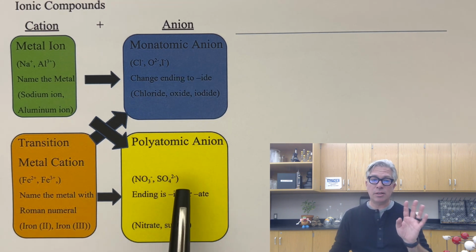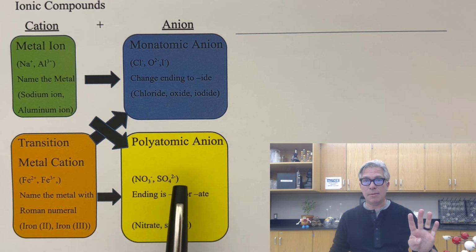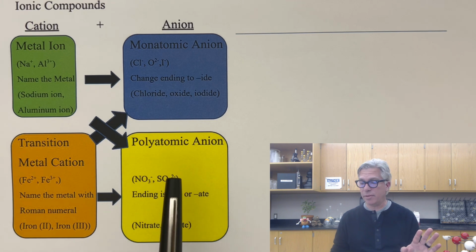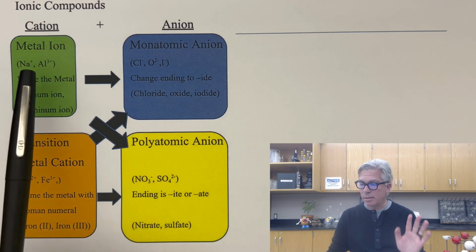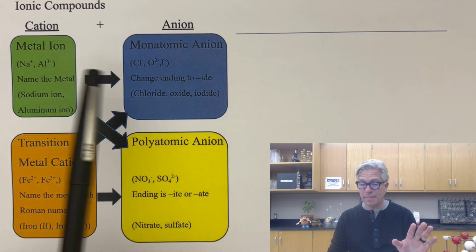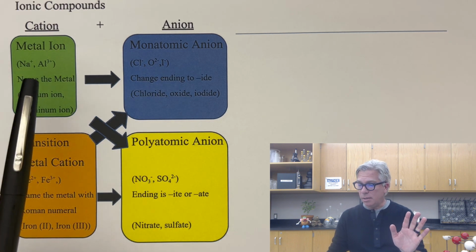So that actually ends up in four different types, four different subcategories of ionic compound. And we're going to do each one in a separate video. We might have a metal ion and monatomic anion. That's what we're going to do today. The metal ion, actually, let's talk about it.